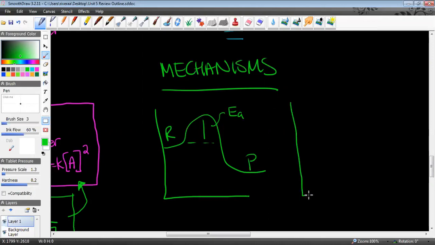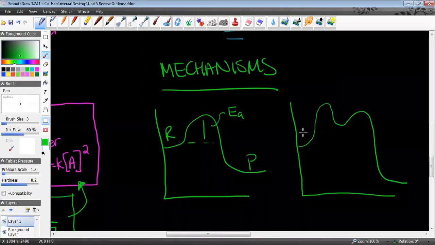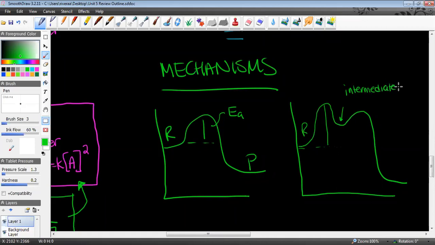But what if that reaction happens in multiple steps? What if you have a potential energy diagram that looks like that, where your reactants do not immediately turn into products, where your reactants turn into first something down here. These are called intermediates. And then those intermediates have their own activation energy before they turn into products, okay?